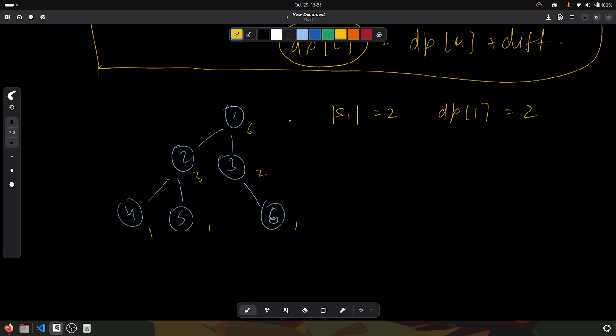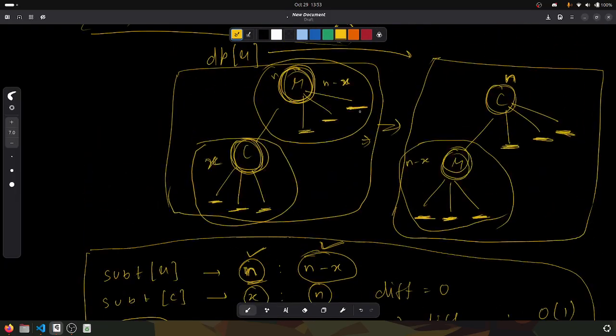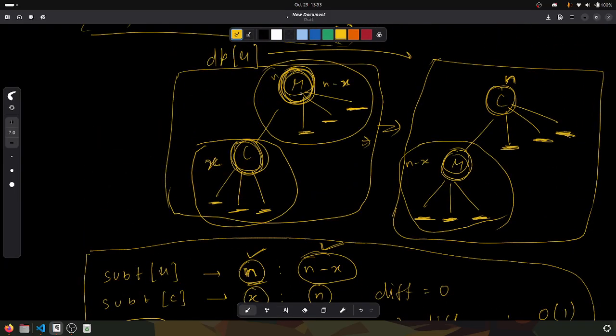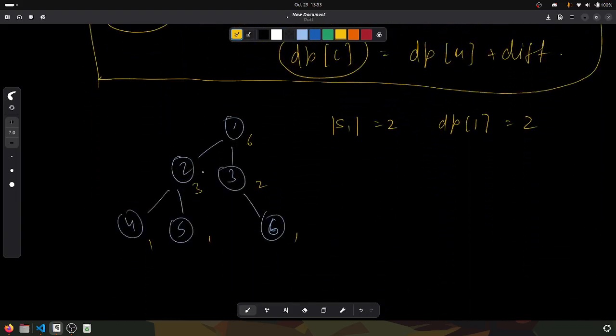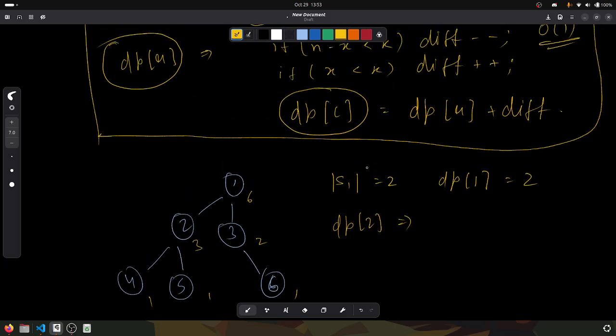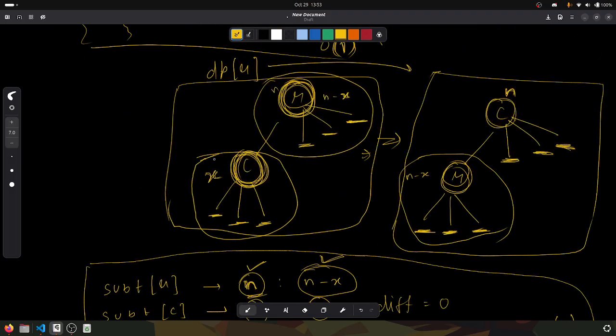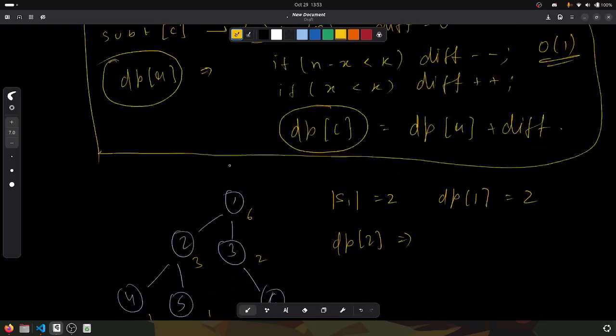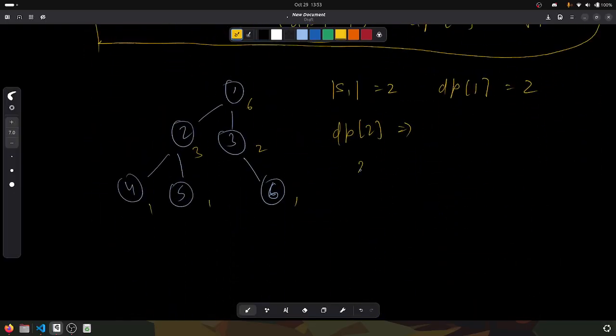Okay, so now let's calculate from 1. We saw that in our dp we can calculate from dp of R the answers for its child. So from 1, let's try to find out the answers for 2 and 3. So let's find out dp of 2. Here x was the number of nodes in the subtree of C, right? So x is equal to 3.